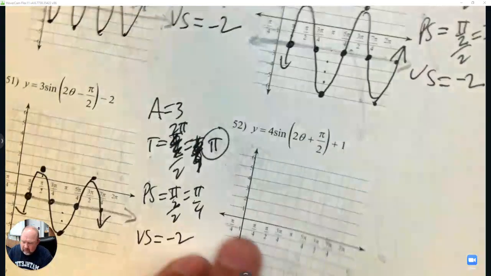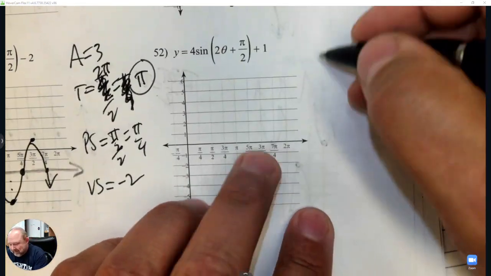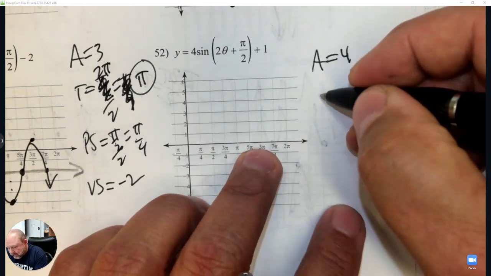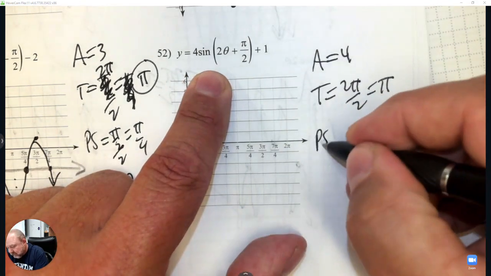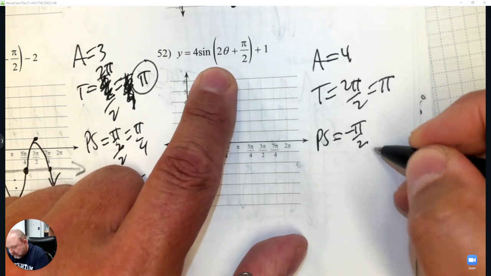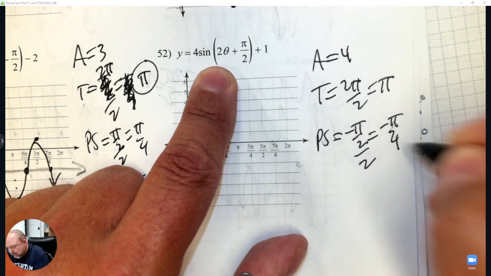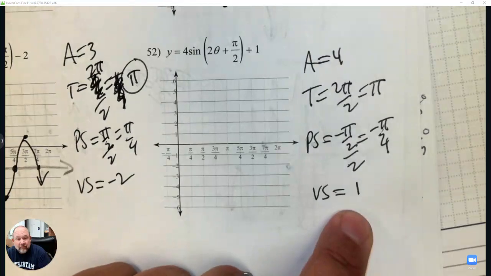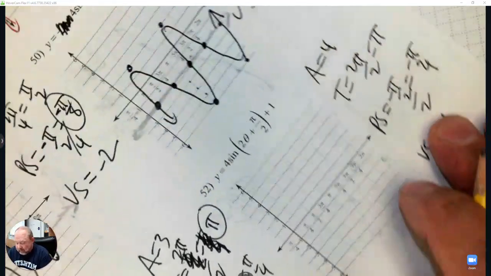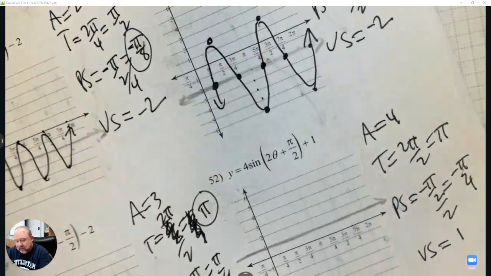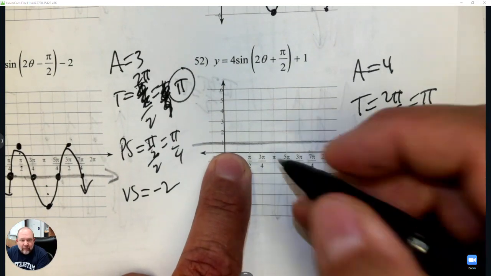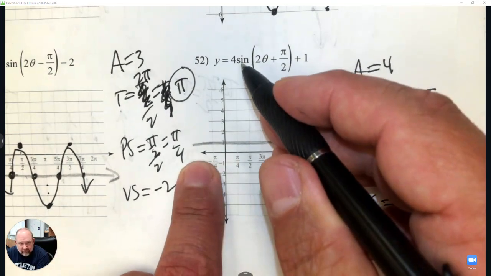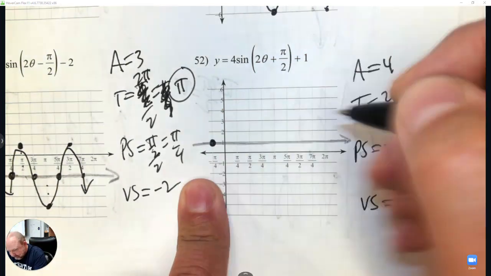All right, 52. Last one. The amplitude here is 4. Let's see if we do this right. Period is 2 pi divided by 2, which is pi. The phase shift is negative pi over 2 divided by 2, which is negative pi over 4. And then the vertical shift or midline is at positive 1. So now we find positive 1 and draw a pencil line across here, and that line is going to direct the wave around that pencil line. The phase shift's at negative pi over 4, so start at negative pi over 4, and sine will start right there on the pencil mark, or midline.